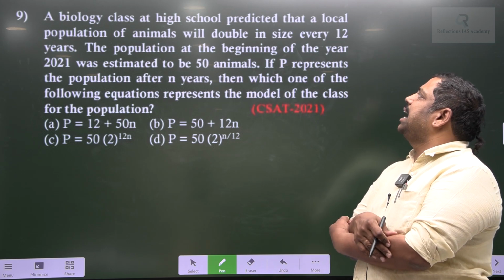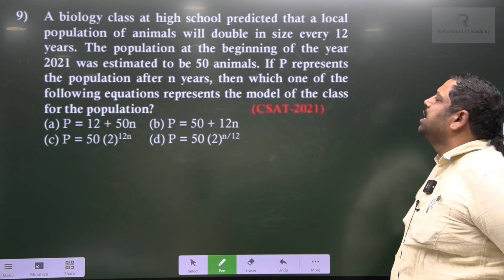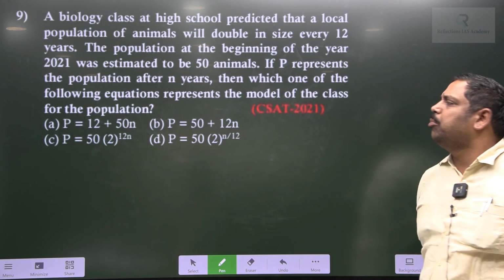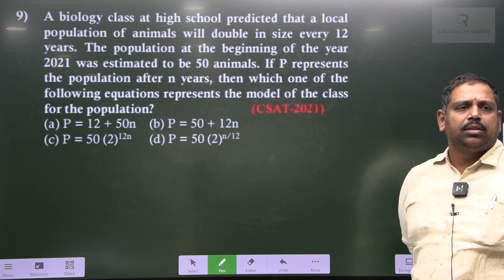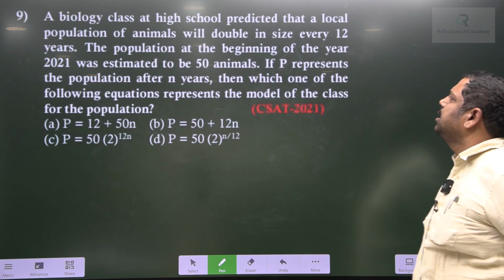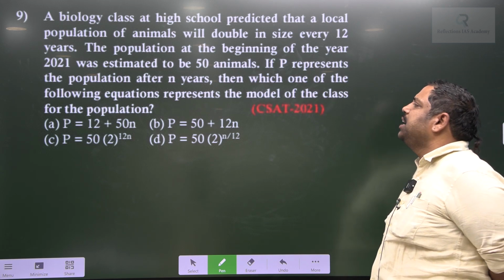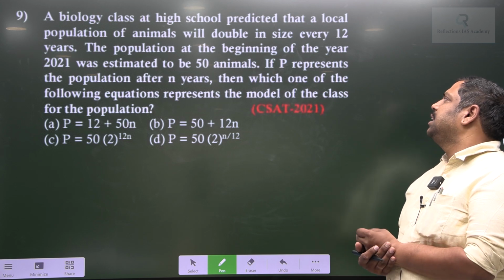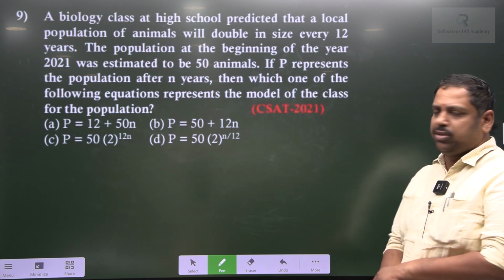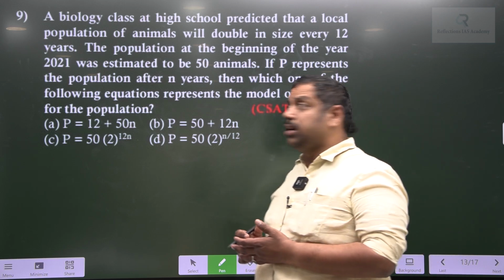A biology class at high school predicted that a local population of animals will double in size every 12 years. Actually, this is a question of compound interest. Okay. So, but let us complete it. Every 12 years. The population at the beginning of the year 2021 was estimated to be 50 animals. If P represents the population after n years, then which one of the following equations represents the model of the class for the population? Okay, he is asking about every 12 years it will be doubled, right?